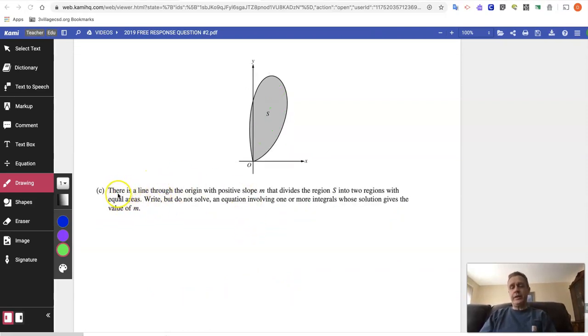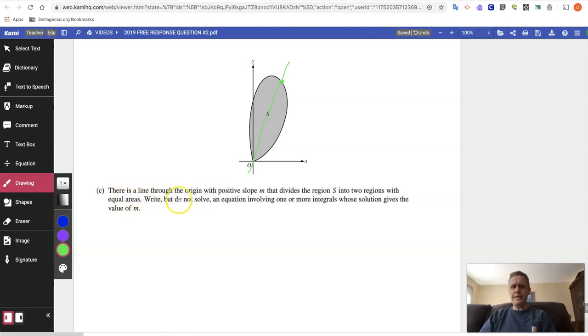In part C, they say there's a line through the origin with positive slope m that divides the region S into 2 regions with equal areas. So they want us to write, but do not solve, an equation involving one or more integrals whose solution gives the value of m. The first thing I'm going to do is I'm going to do my best to draw a line through the origin that splits the region S into 2 equal parts. So let's say that's that line.